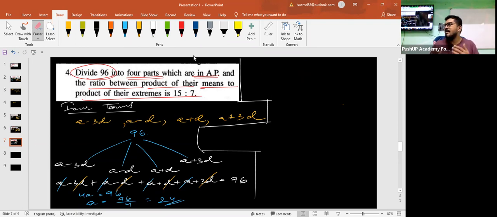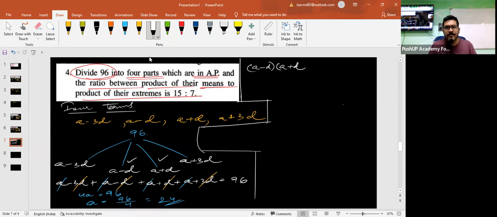And how are they defining the condition here? The ratio between product of their means. So in this case, which are the two terms coming in the middle? A minus D and A plus D. So A minus D into A plus D divided by. Why divided by? Because the word ratio is used. So when you take the product of their means, you get A minus D into A plus D.